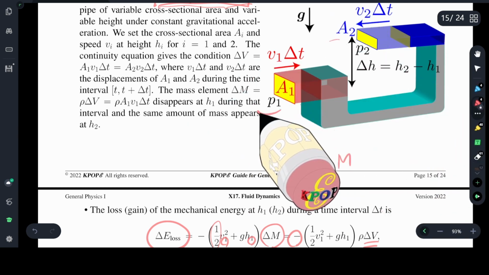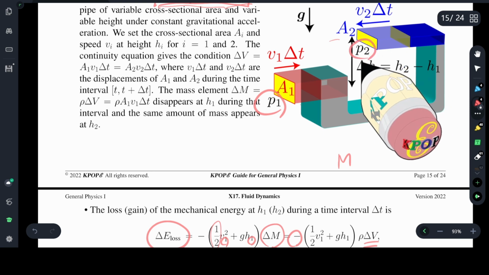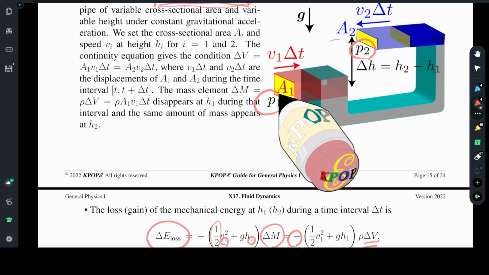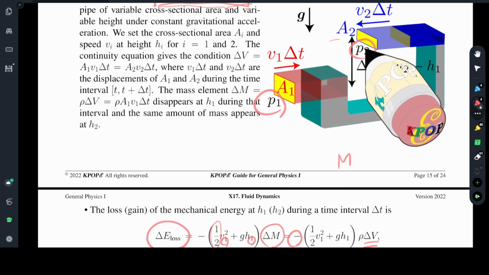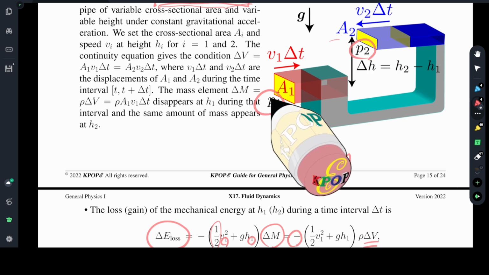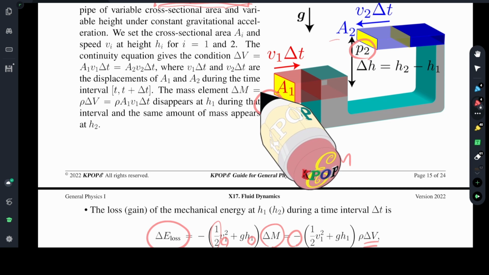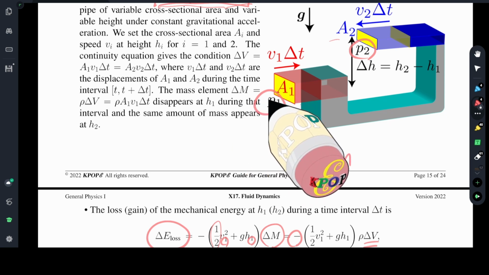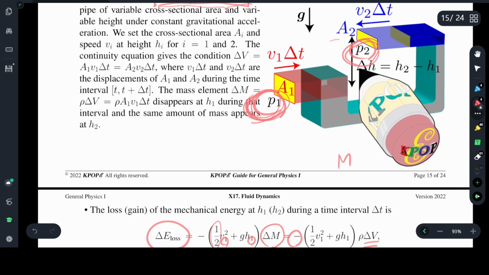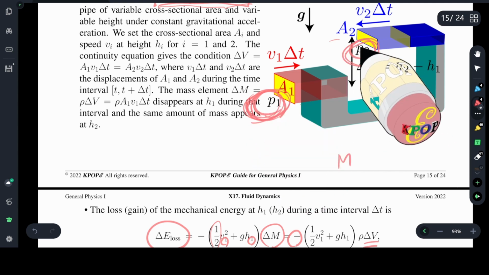We have pressure P1 and pressure P2, depending on the situation. If there is nothing other than atmospheric pressure, then we can ignore the atmospheric pressure difference at two ends. However, if there is some external pressure on it by a pump, then we cannot ignore this one. So we attach P1 and P2.